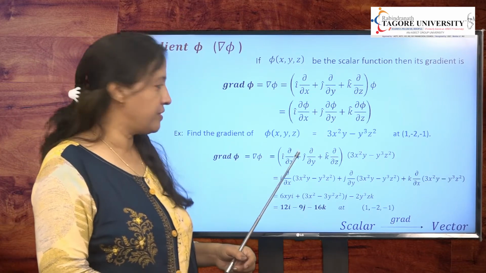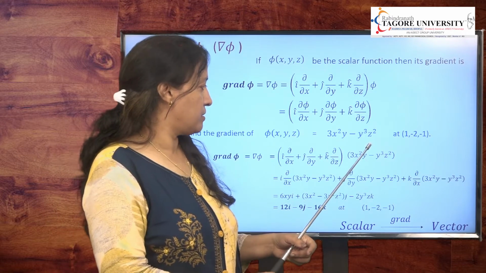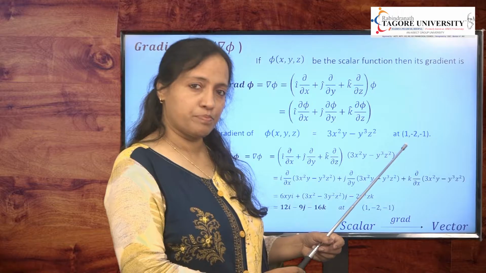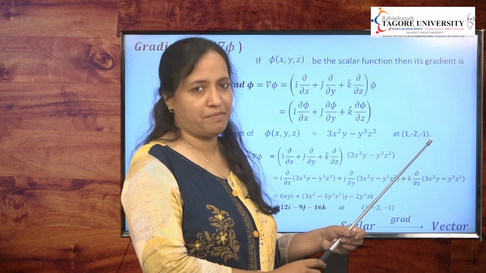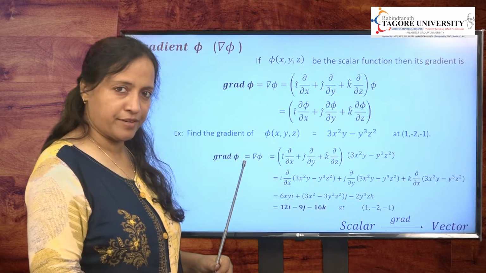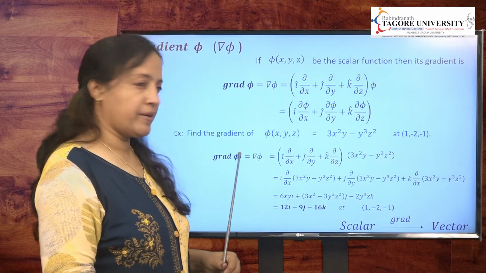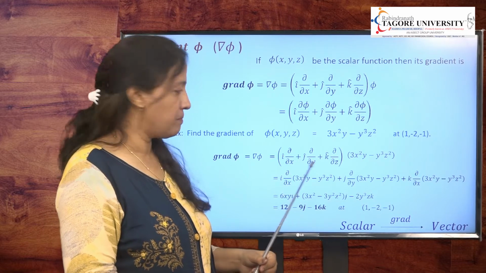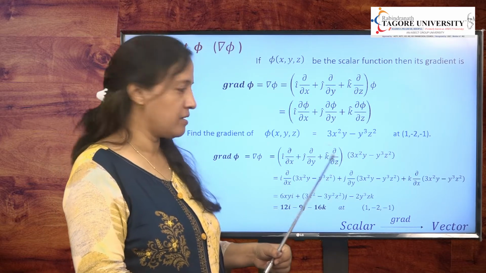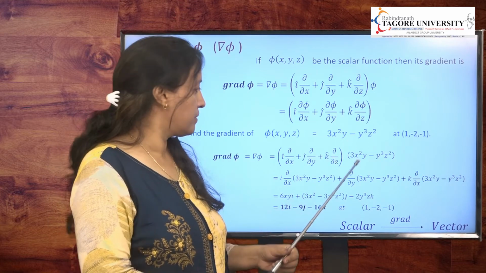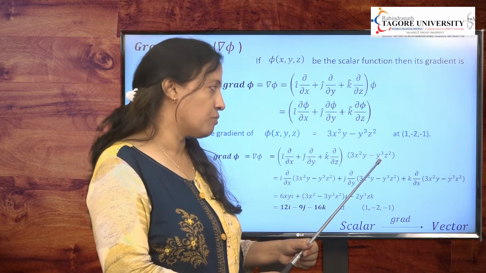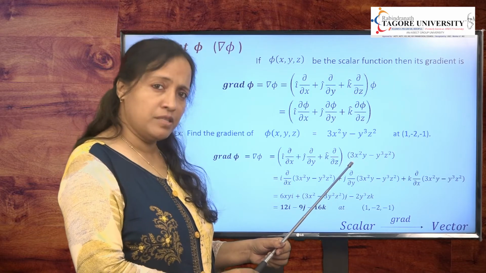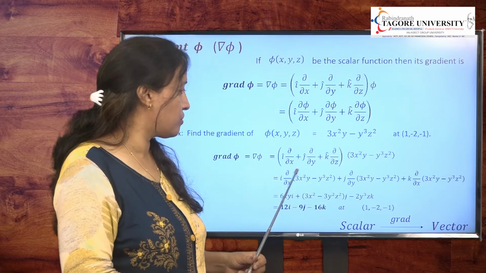Find the gradient of this scalar function 3x square y minus y cube z square at this particular point 1, -2 and -1. Grad phi: use the operator grad, del. Substitute the value of del, i del by del x plus j del by del y and k del by del z, and the value of phi from this given problem, 3x square y minus y cube z square. Differentiate this given function one by one with respect to x, y and z.